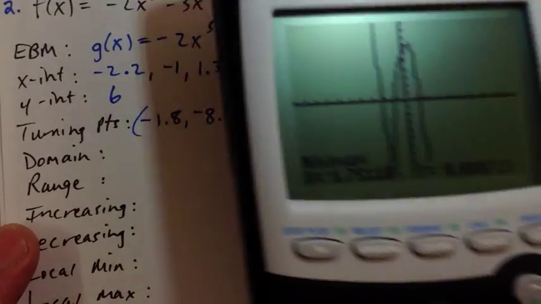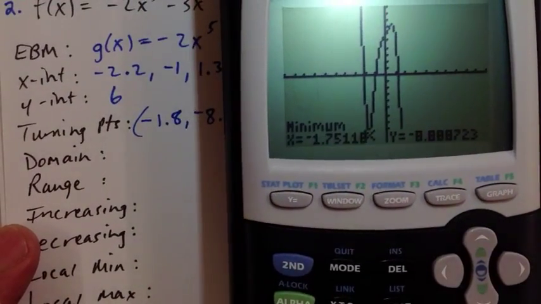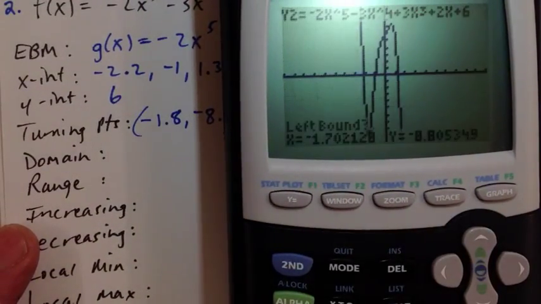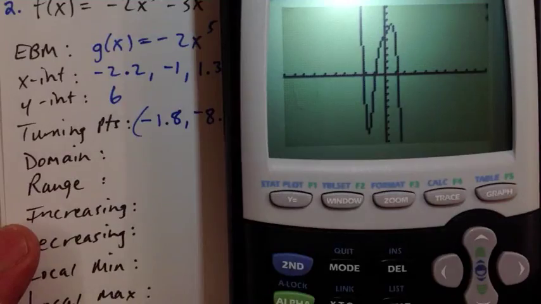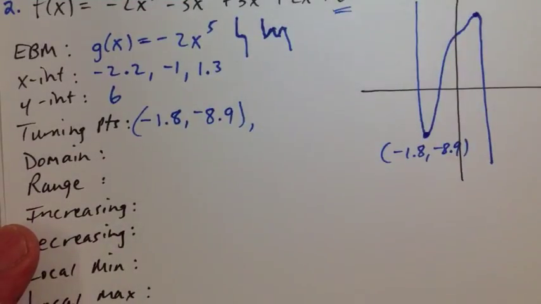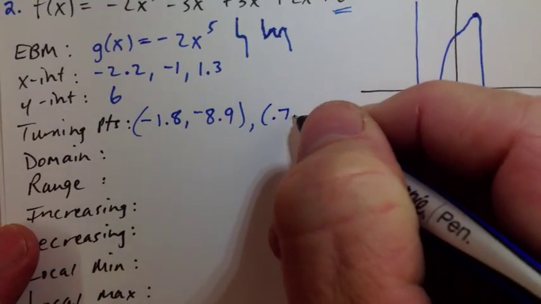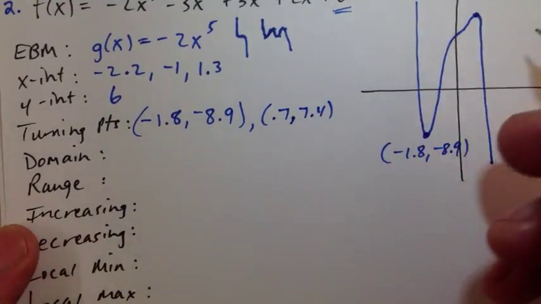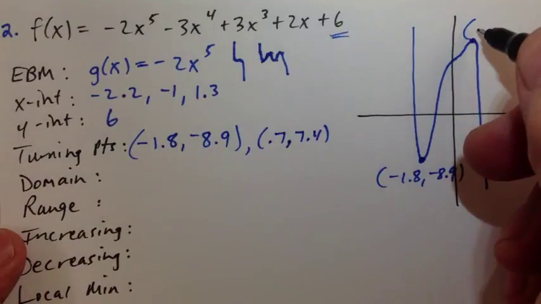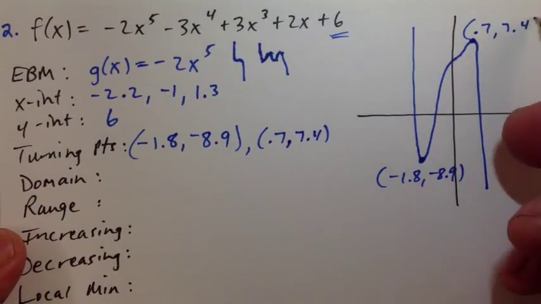And then we have a local max over there. So we will need to second calculate maximum, and we have 0, comma 3, let's say, and then 1 for a guess for the x value. 0.7 and 7.4. So there are the coordinates, 0.7, 7.4.